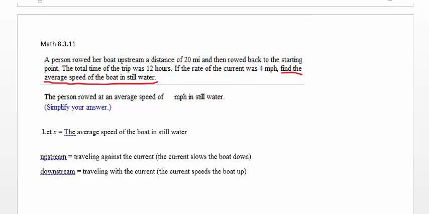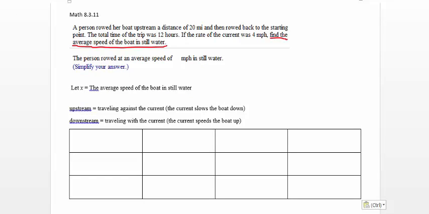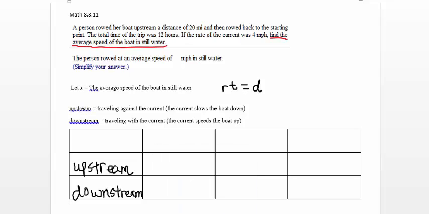And we can use a table to concisely show our information. One important part of the trip is everything related to the upstream part of the trip, and then everything related to the downstream part of the trip. And whenever we're dealing with motion, we need to understand that rate times time equals distance. This is a formula that you do need to know. So whenever you're dealing with motion, these are three important quantities: distance, rate, and time.